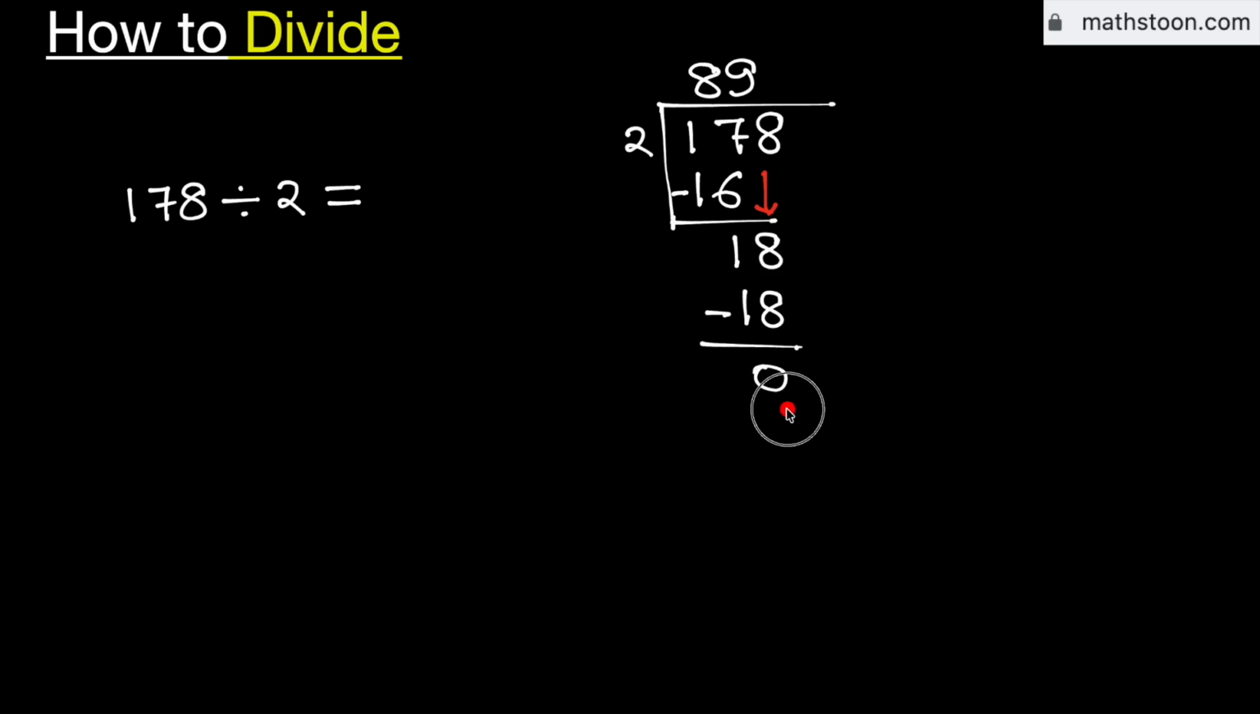As we get the number 0 and we have no number to bring down here, so we will stop. Therefore, 178 divided by 2 is equal to 89. And this is our final answer.